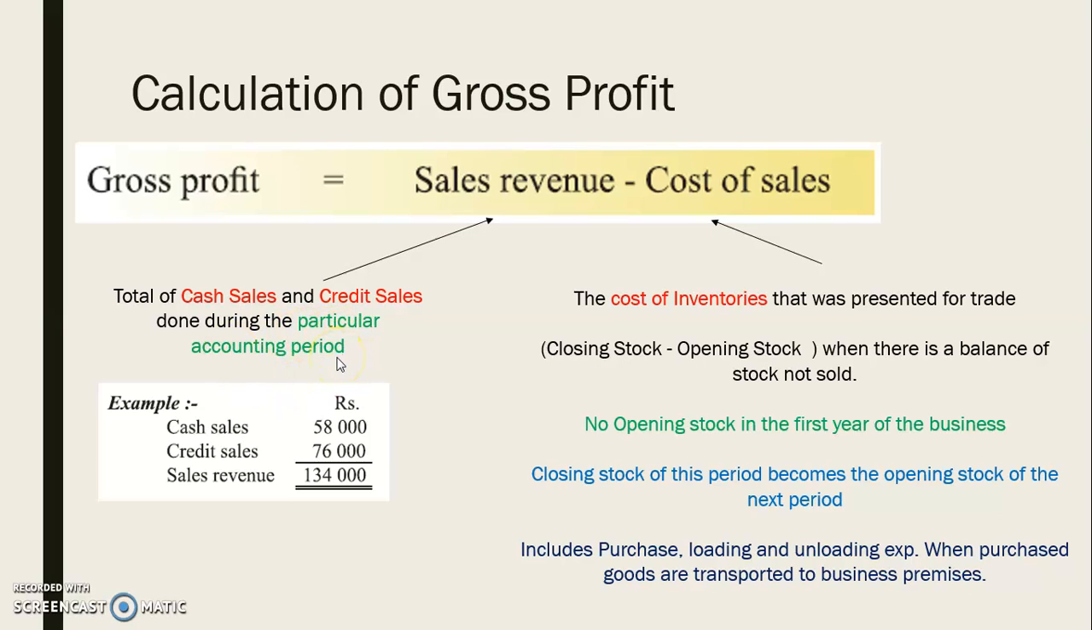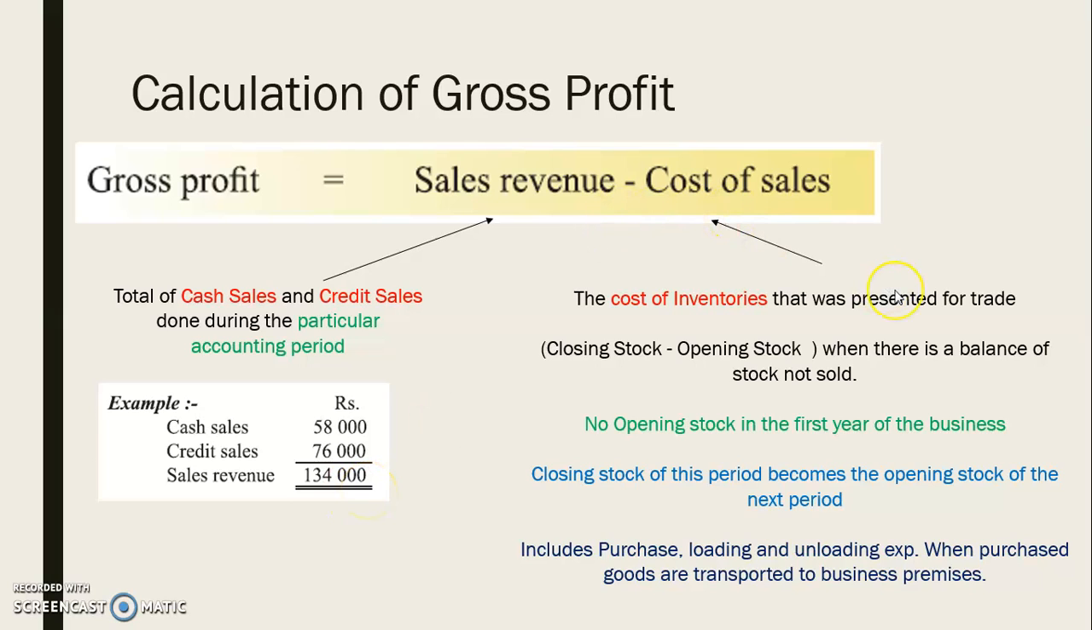Now remember, we are doing it for a particular accounting period, from January to December or April to March or something like that. And we are looking at the value, not the quantity of the goods. We are not talking about how we bought 1,000 stocks. No, it's not about 1,000 stock. It's about how much that 1,000 stock is worth. So both the cash sales and the credit sales that we have done during the particular accounting period. For example, it's shown cash sales is 58,000, credit sales 76,000. Therefore, sales revenue is 134,000.